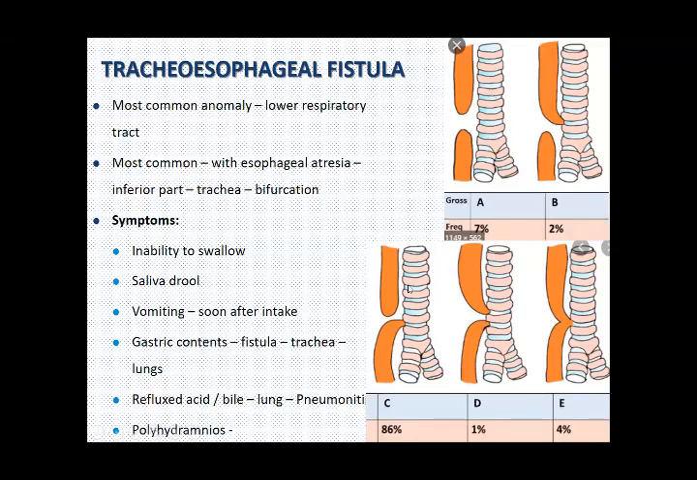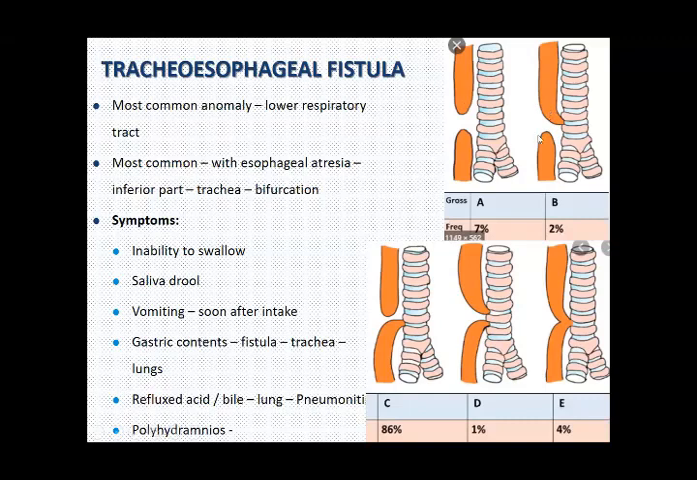So this is the commonest type. I told you the commonest type is the one in which the upper end of the esophagus ends blindly. The upper part of the esophagus ends blindly. I just showed you. Okay?